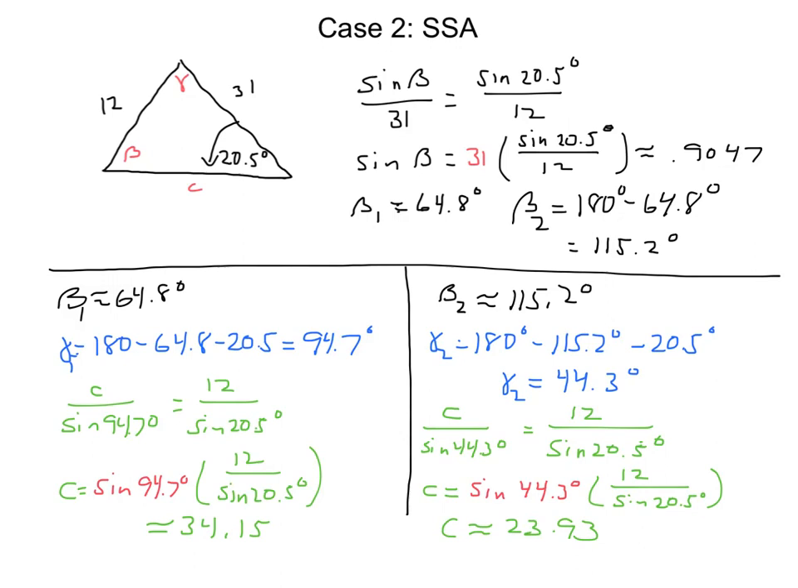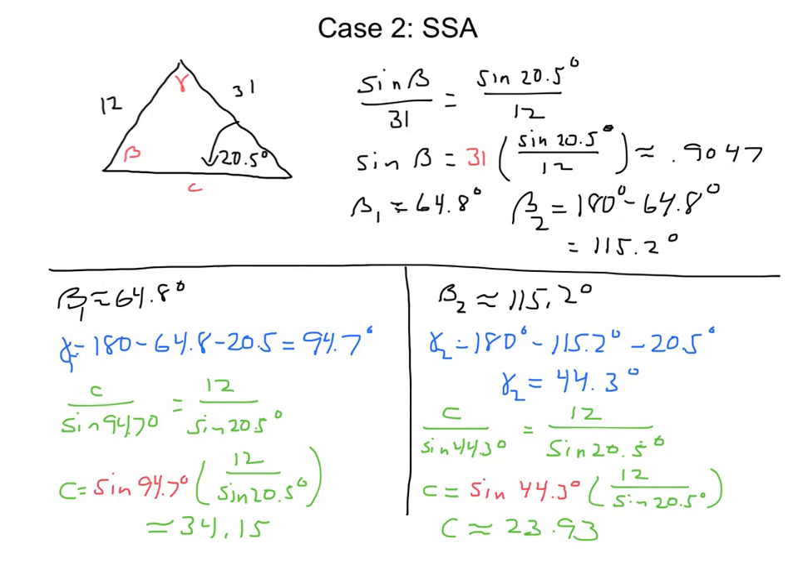And what I come up with in this case is that C over the sine of 44.3 degrees equals 12 over the sine of 20.5 degrees. And then C will equal, multiplying both sides by the sine of 44.3 degrees, C equals sine of 44.3 times 12 over the sine of 20.5 degrees. And when I put that in the calculator, I get that C is equal to 23.93 units. So double check. Hopefully you were able to come up with that as well.